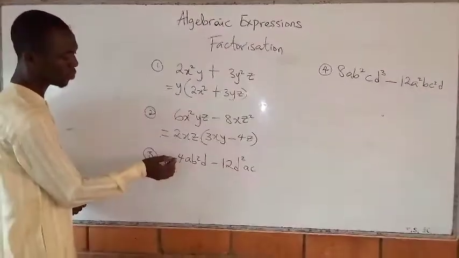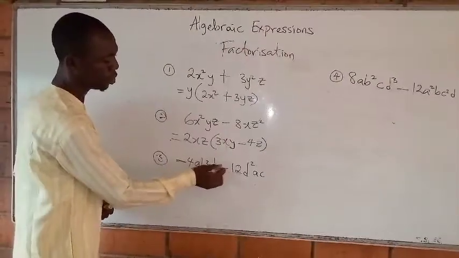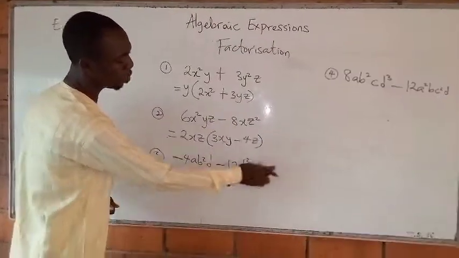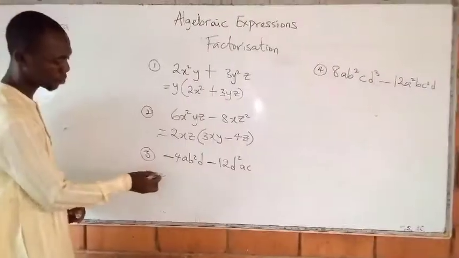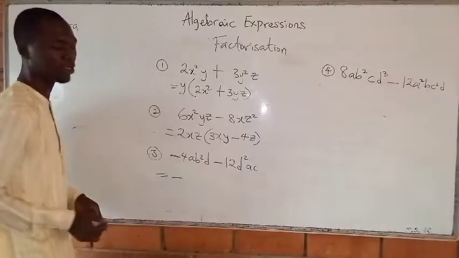Now, look at this. Minus 4ab squared d minus 12d squared ac. This is a negative sign outside. You bring out the negative sign.